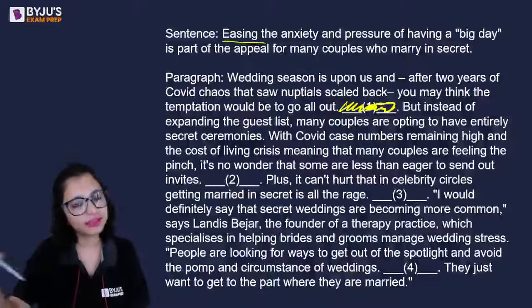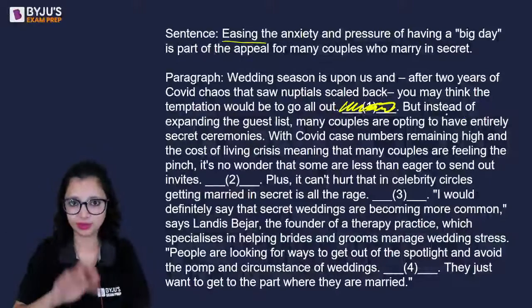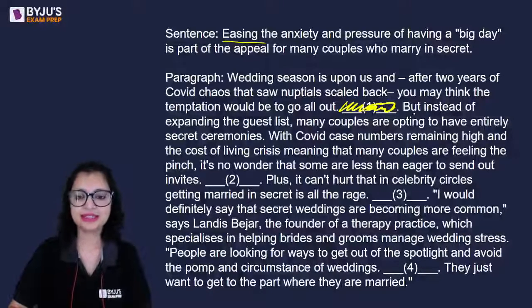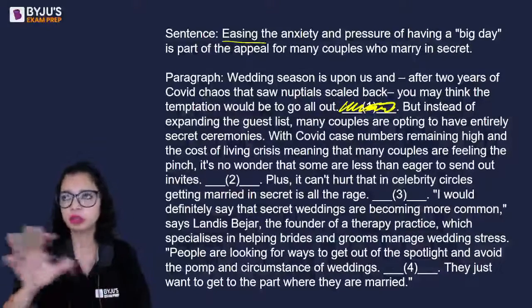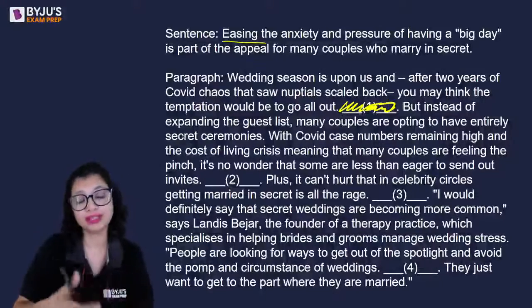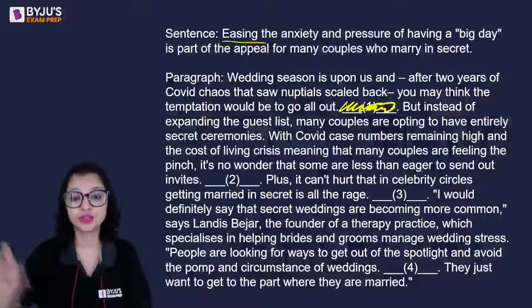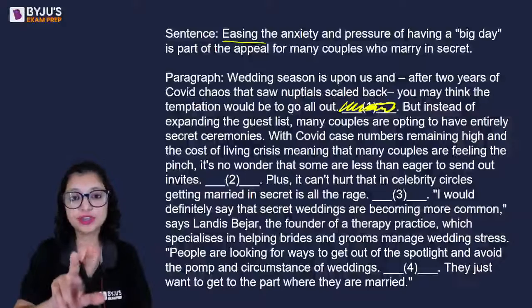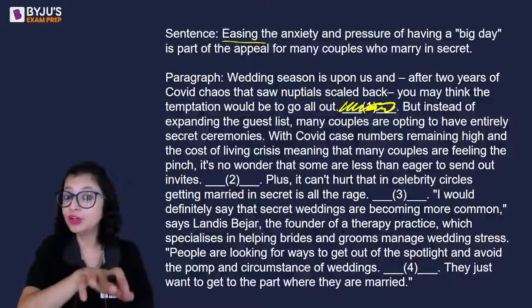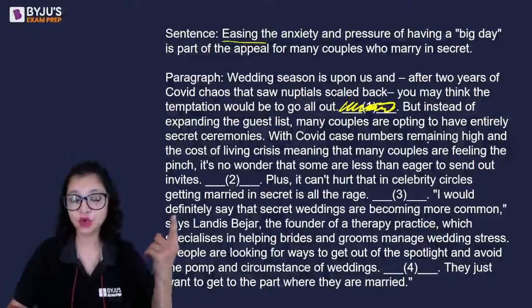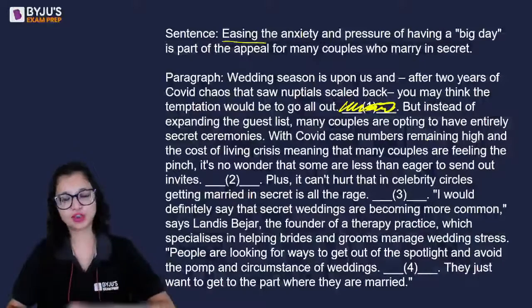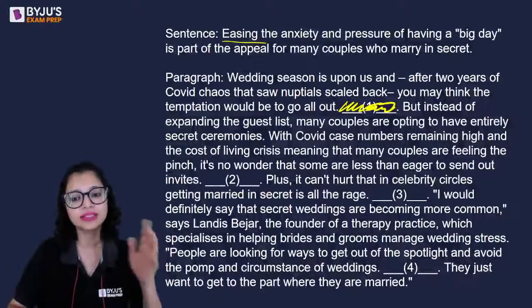And we have already eliminated the first blank. Okay, let's continue, and let's see if the second one is where there's a discrepancy. The second line says that people tend to choose a secretive ceremony because, and the reason isn't mentioned, they have decided not to have a massive, luxurious wedding. With COVID case numbers remaining high and the cost of living crisis, so there are two reasons why they could choose a low-key wedding. One, COVID cases are still high. Two, the cost of living crisis has gone up because of COVID. The income has gone down, the expenses have gone up. So the cost of living crisis is still there.